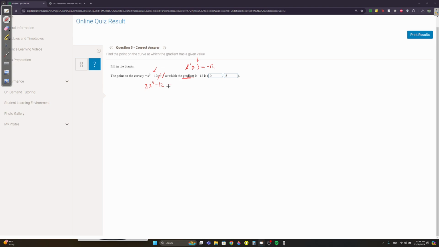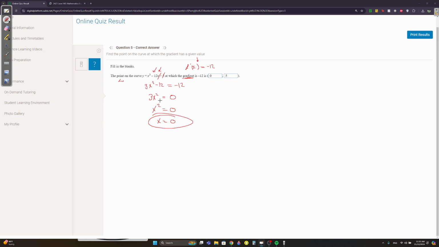We need to equate this to -12. What do we get? 3x squared equals 0, x squared equals 0, x equals 0. There you go. Okay, and they're saying the point, not the x. The point, and what do you need? The y value. So we go up to our curve.